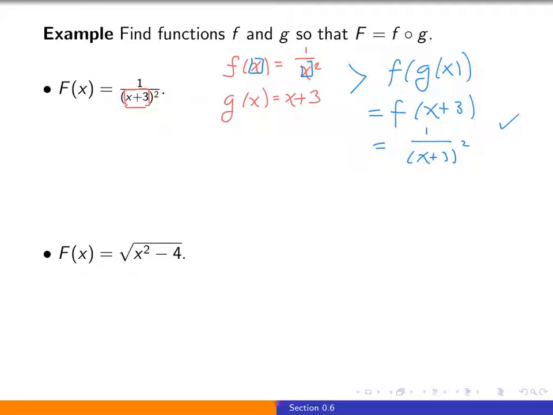With the second example, one thing I'm immediately noticing as an inside function would be this x squared minus 4. It's inside the square root. So the inside function would be the g. The function on the outside would be the square root of x. And with this choice of little f and little g, we get big F of x is f of g of x.